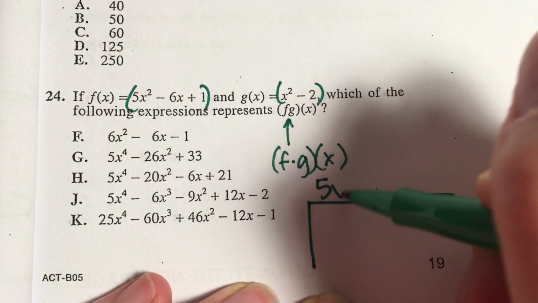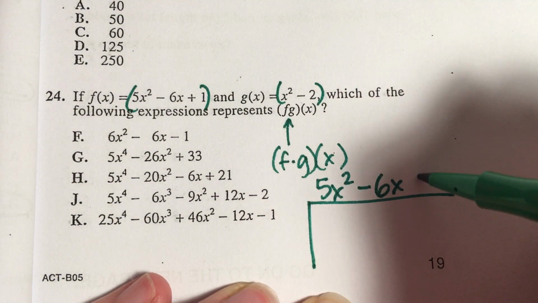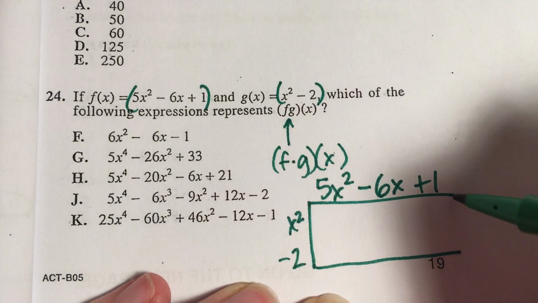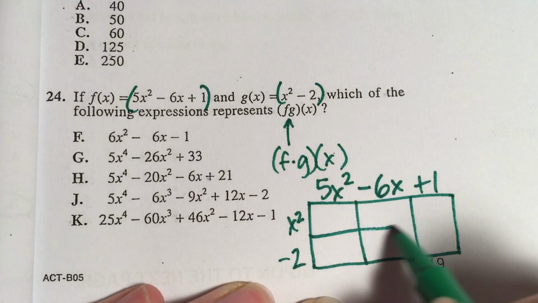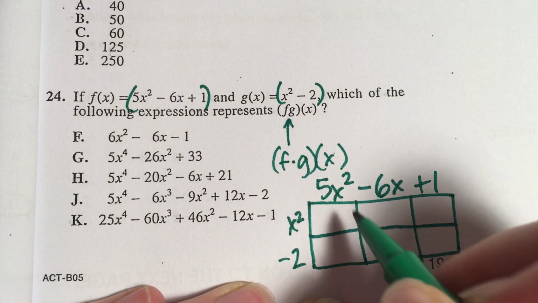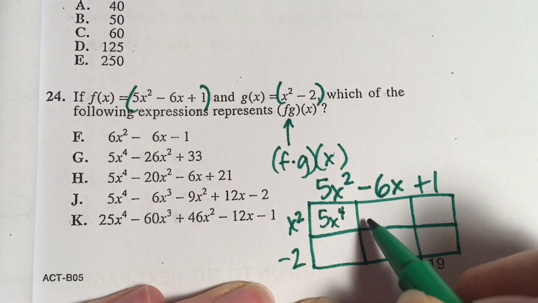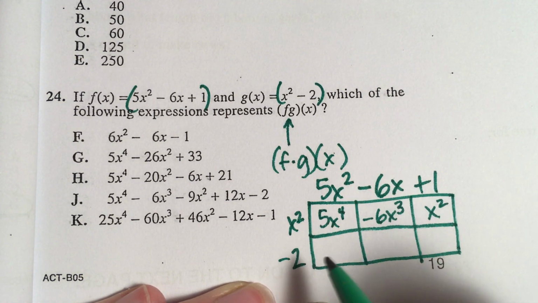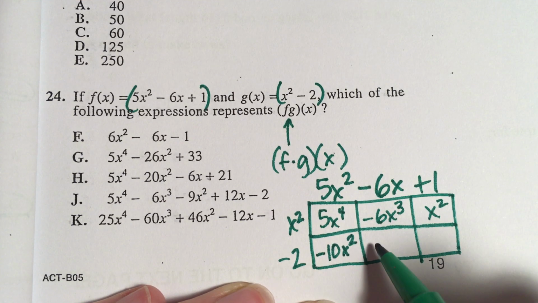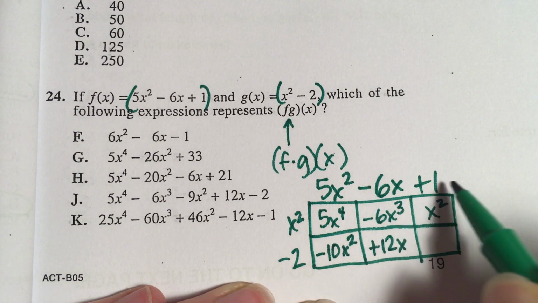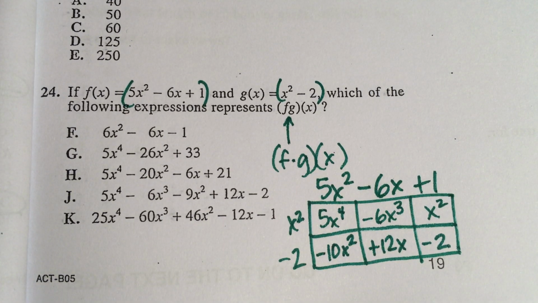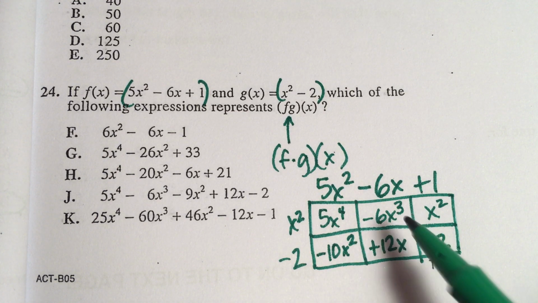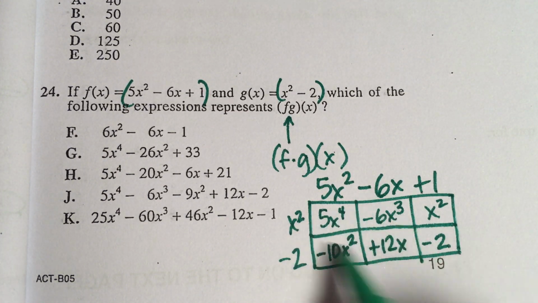So I'm going to have 5x squared minus 6x plus 1 and x squared minus 2. Right, so I'm going to have these like this. So I have 5 times x squared would be 5x to the 4th, minus 6x to the 3rd, plus x squared, minus 10x squared, plus 12x, and negative 2. Multiplying just like the normal box, no big deal. The only thing that you might notice is that x squared and x to the 3rd don't go together, so I'm not going to multiply those together.